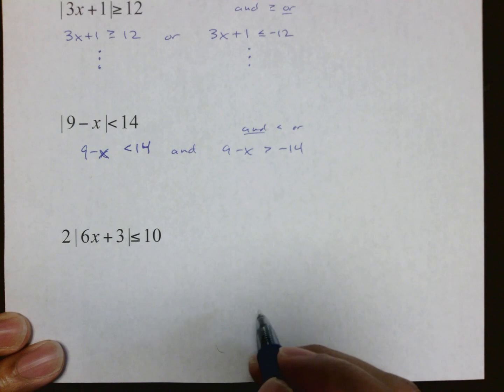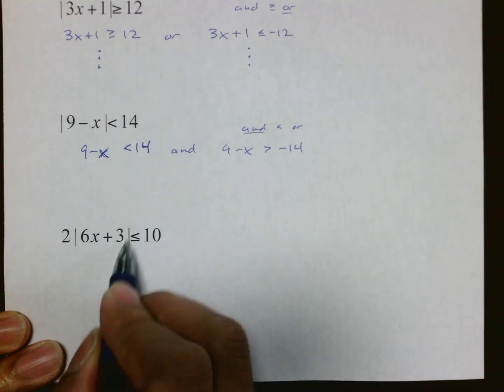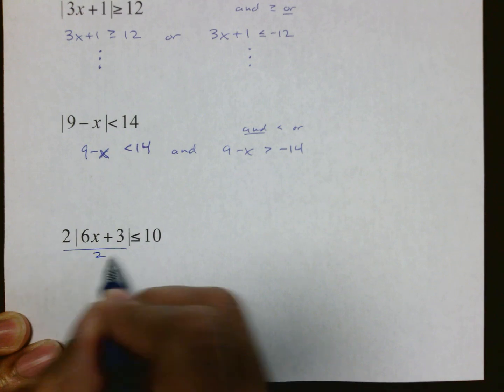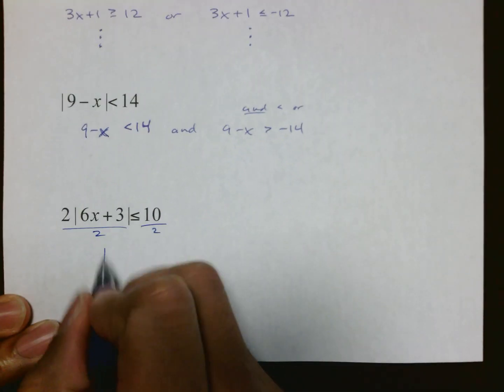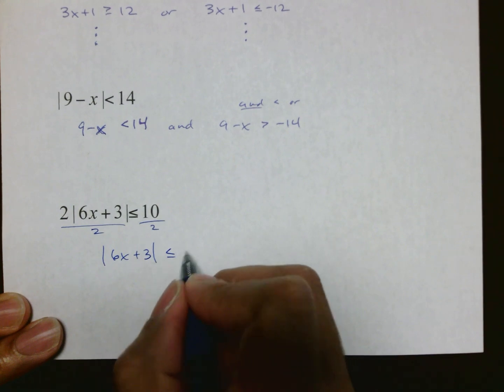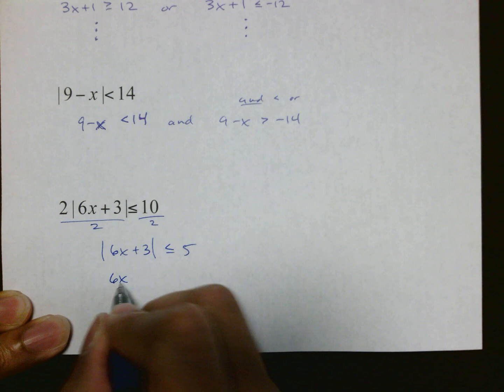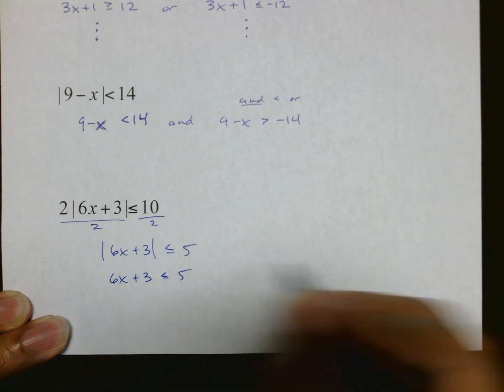Here, we can't do anything yet, because as we learned yesterday, if this was Clark Kent, it's not going to change yet, so we have to shift it first. So we're going to get absolute value of 6x plus 3 less than or equal to 5. Now we can do it because it's alone, so we'll do 6x plus 3 less than or equal to 5.